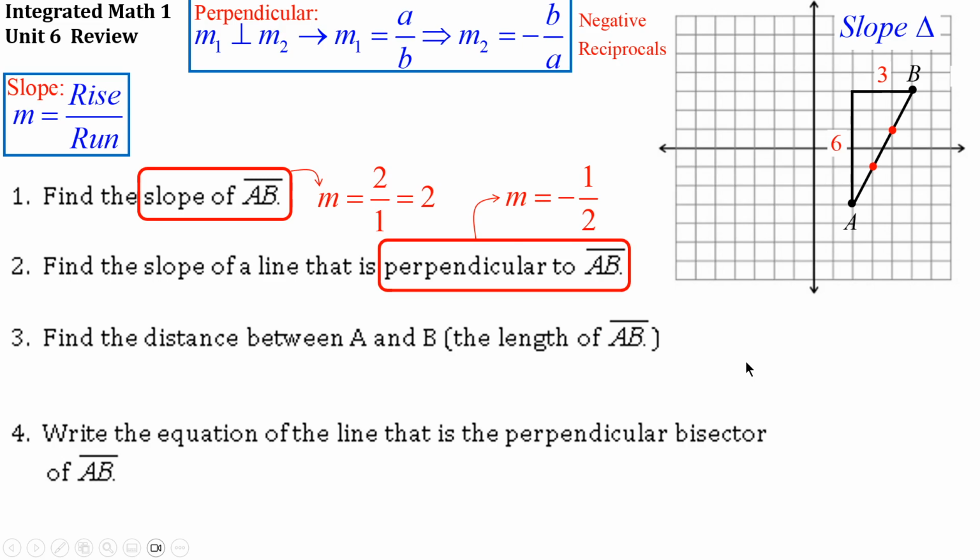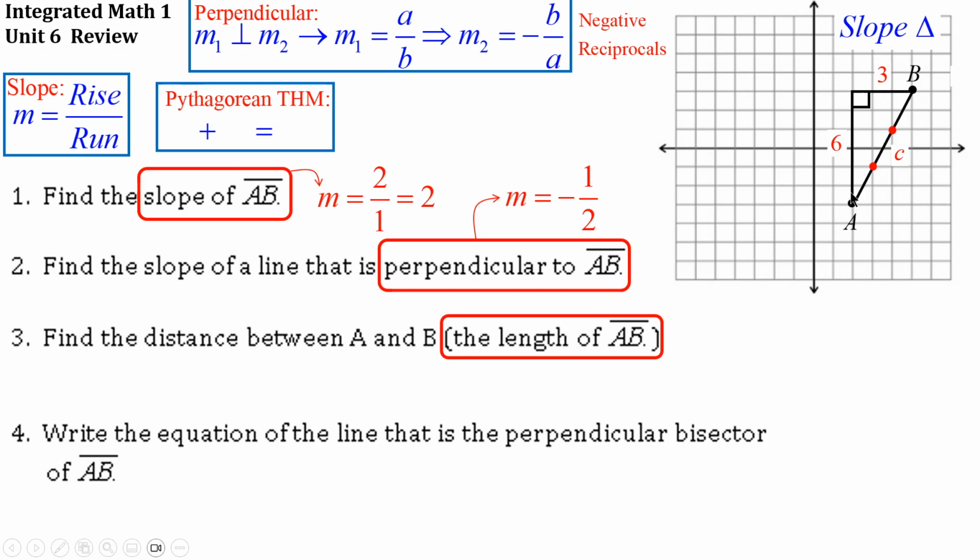Okay, now find the distance between A and B, the length of segment AB. And I'm just going to use Pythagorean theorem right here, and I already have my right triangle right there. Okay? So you guys remember your Pythagorean theorem now. You've got a right triangle with a leg of 6 and a leg of 3 and a hypotenuse of c. And Pythagoras told us that a squared plus b squared, where a and b are the legs, will always equal the hypotenuse c squared.